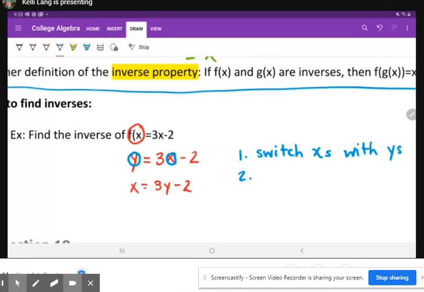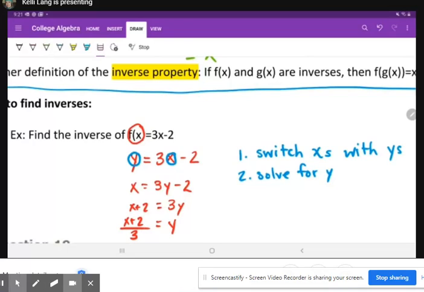Then solve for y. So we just need to get y by itself on one side. We're going to add 2 to both sides. So we get 3y equals x plus 2. Divide both sides by 3. You end up with y equals (x plus 2) over 3.